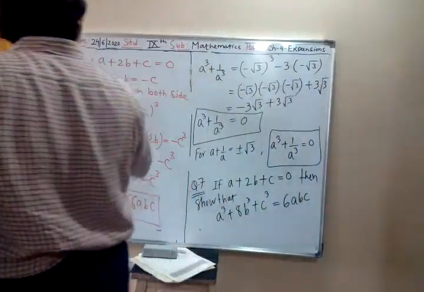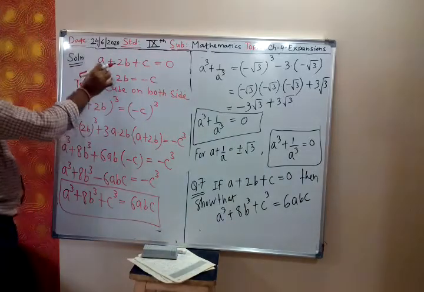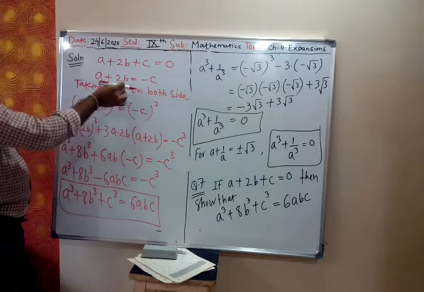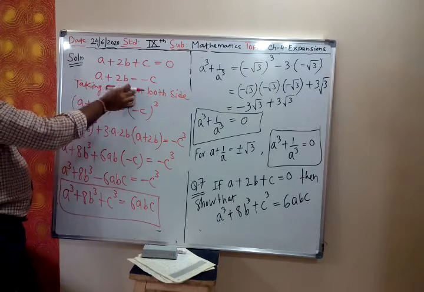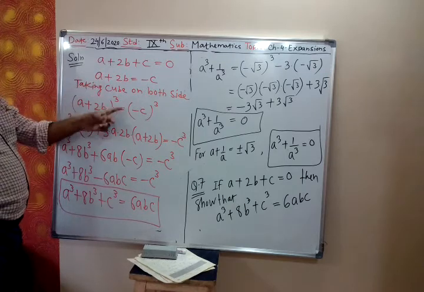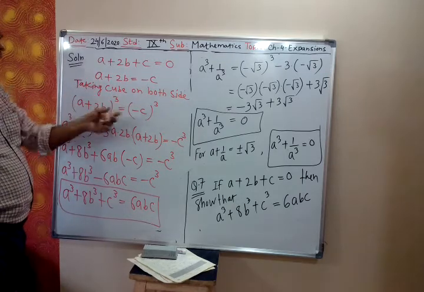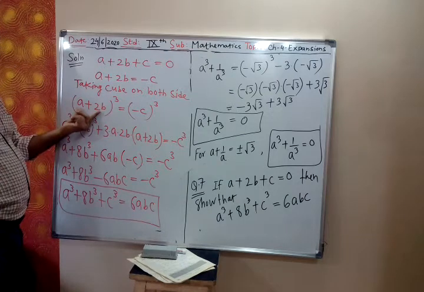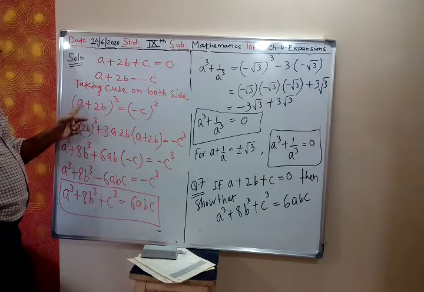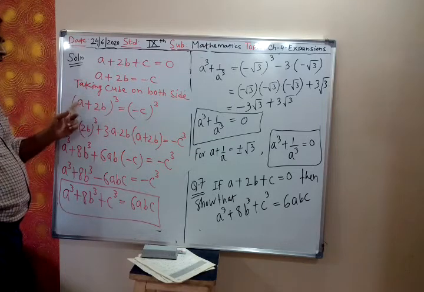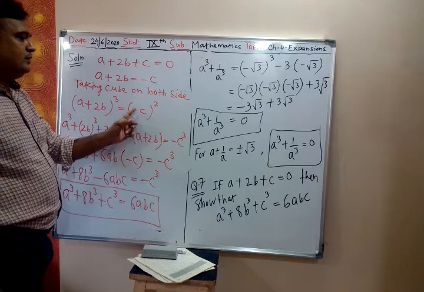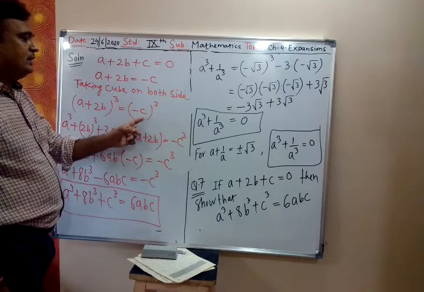So a plus 2b plus c is 0, so I will write a plus 2b is equal to minus c. Then taking cube on both the sides, a plus 2b whole cube is equal to minus c cube. Use the formula a plus b whole cube: a cube plus 2b cube plus 3 into a into 2b into bracket a plus 2b is equal to minus c into minus c into minus c.